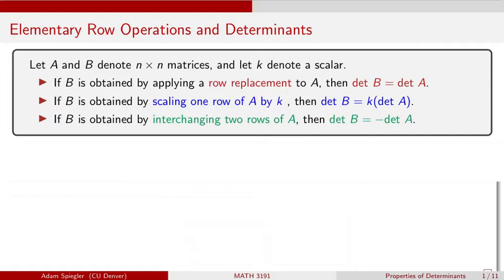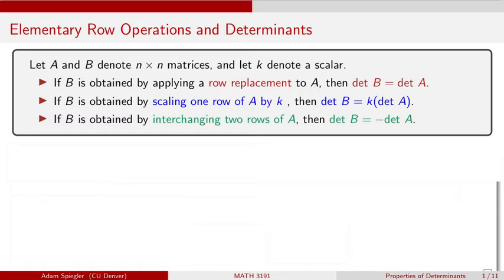So the first property is relating to the row replacement operation. And so if we apply a row replacement to some matrix A and that produces some matrix B, then those two matrices A and B will have the same determinant. In other words, applying a row replacement operation to a matrix does not affect the determinant of the resulting matrix.